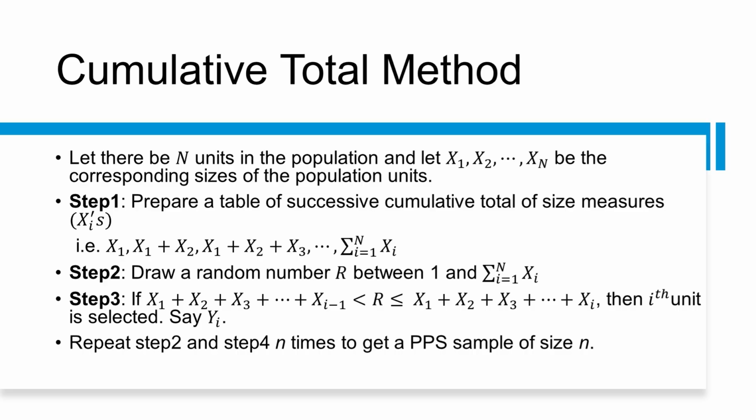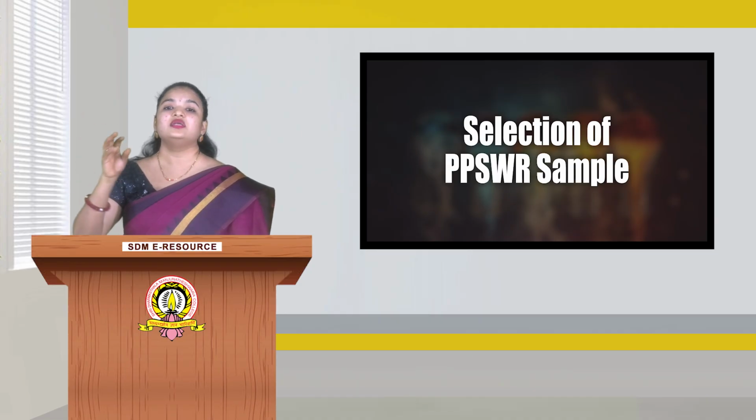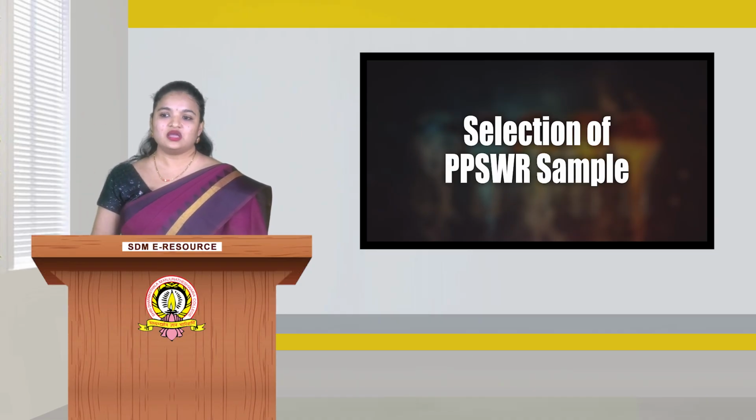If the selected random number r lies between x1 plus x2 plus so on up to x(i minus 1), and x1 plus x2 plus so on up to xi, then the ith unit will be selected, and yi will be the study variable of that unit. Similarly, we repeat the same procedure till n observations are collected.